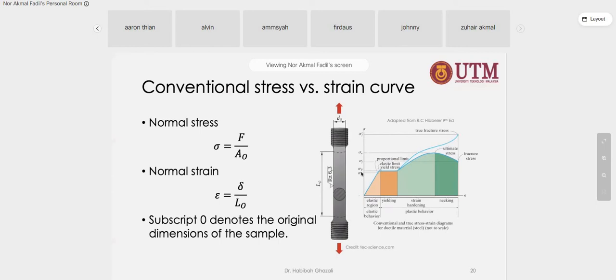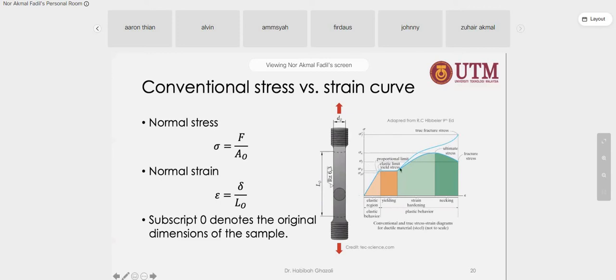at this point. So if you want to design a structure made of metal, you have to make sure that the load will give a stress below the yield stress, below this.